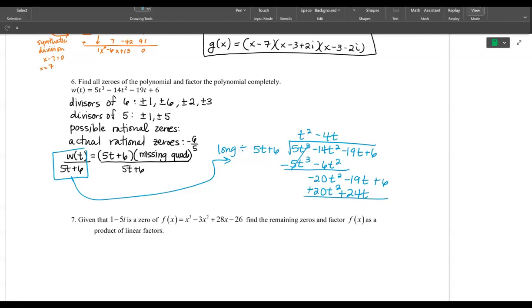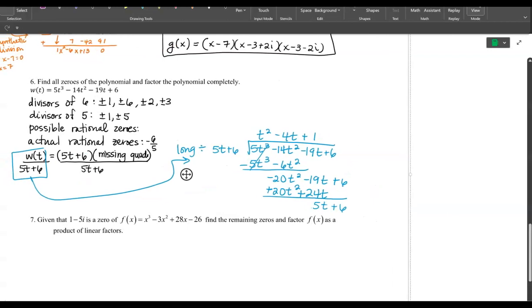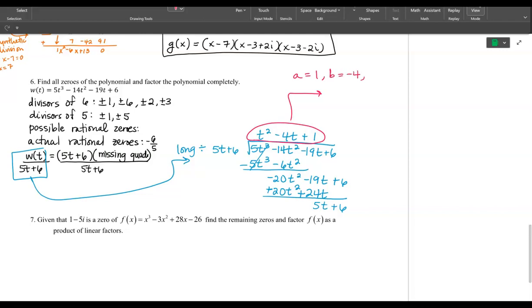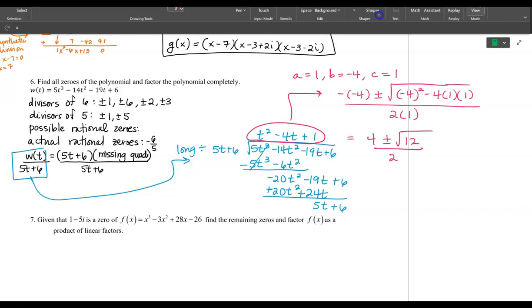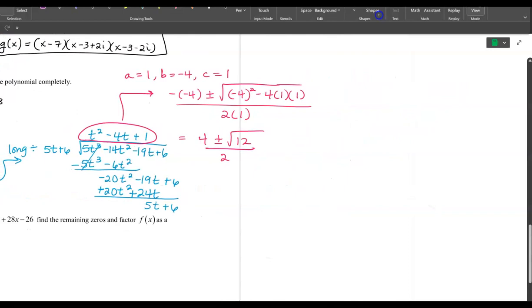We'll finish our subtraction. And the last thing that will go on top is a plus 1. Now that we know what the missing quadratic is, we can take this quadratic and use the quadratic formula with it to find what those last two remaining irrational zeros are. So I have 4 plus or minus the square root of 12 over 2.